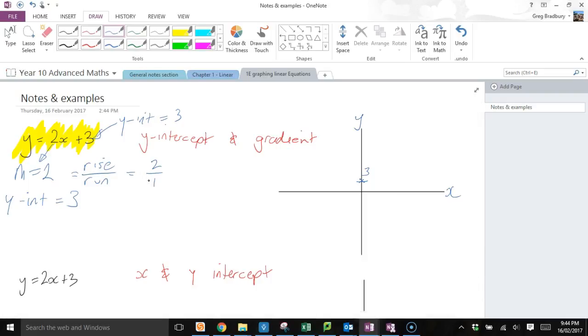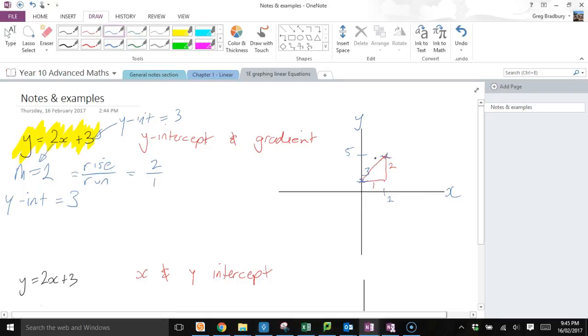So we use that to draw our next point. Starting at the y-intercept, which is 3, we go up 2. This is not to scale, by the way. Up 2 is going to be 5, and we run 1, so we go across by 1. Sorry, a little triangle there. So that's up 2 and across by 1, and we've got our second point.